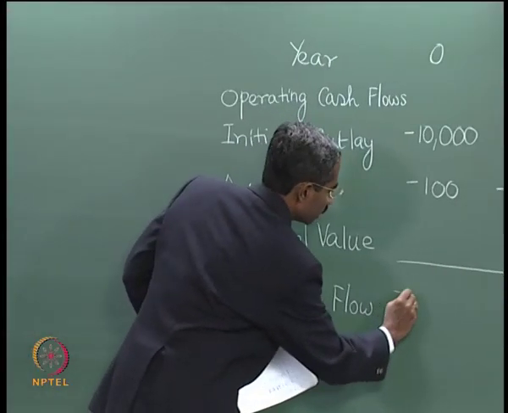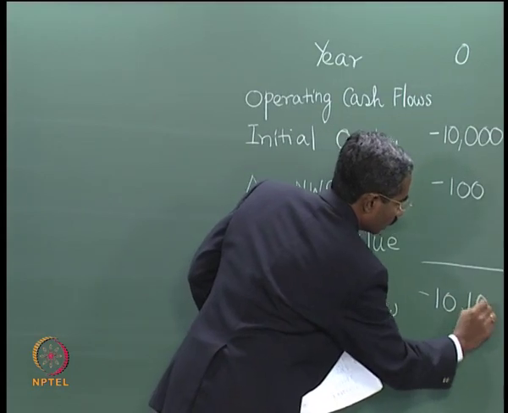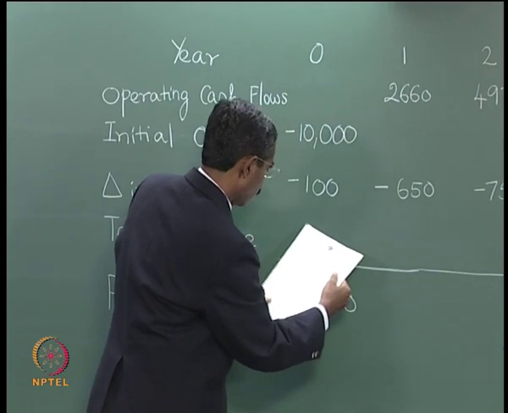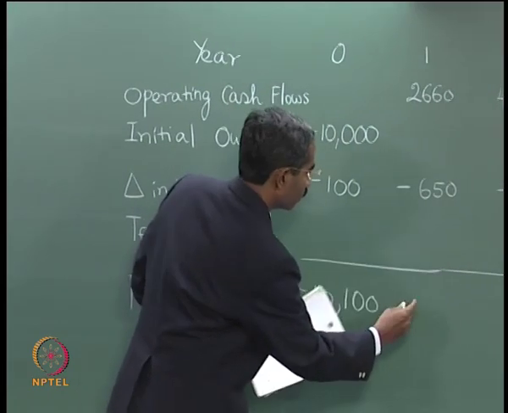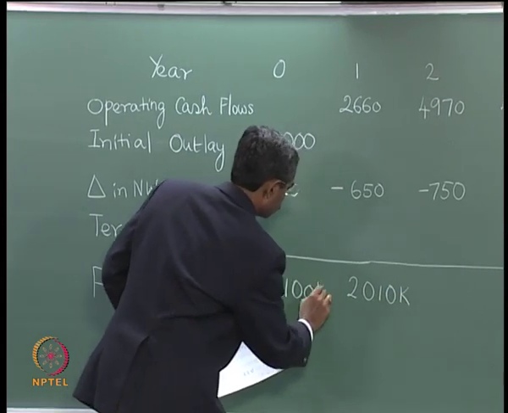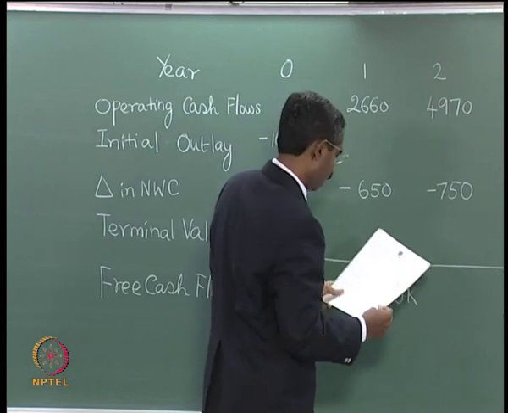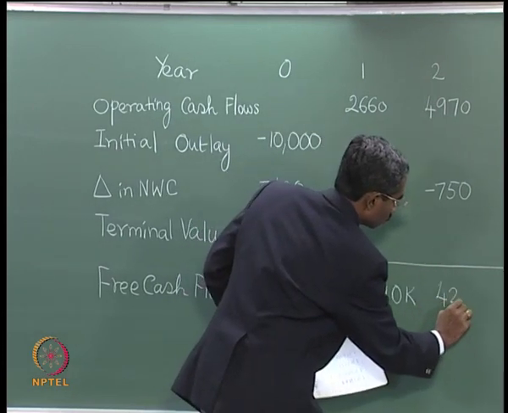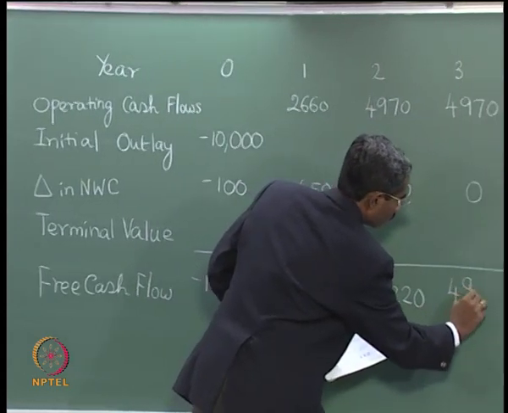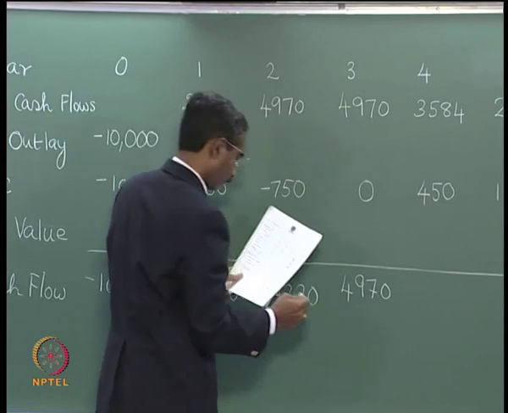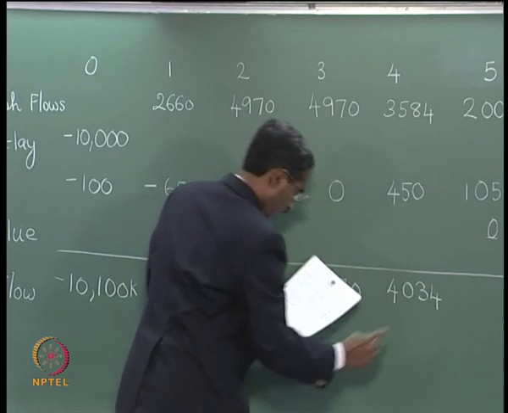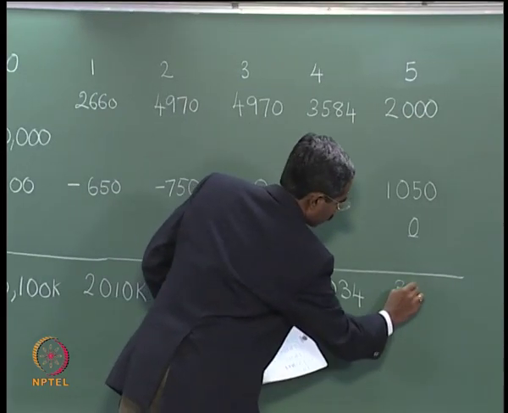So for year 0 it will be 10,100 K, and for year 1 it will be 2010 K, and for year 2 it will be 4220, and for year 3 it will be 4970, then year 4 will be 4034, and year 5 will be 30.